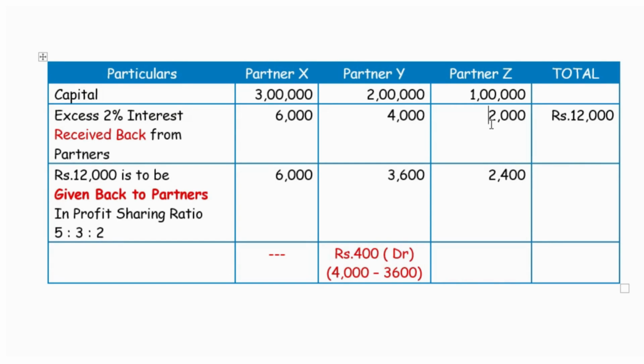In case of Z, the partner has to give back to the firm 2,000. That is, received from the partner is 2,000, and he has to be given 2,400. So the difference amount, 2,400 less 2,000, he has to receive 400, to be credited to his account. In case of partner Z, he is to be given 2,400. He is supposed to receive 2,400, but he has to give only 2,000 to the firm. So his account excess of 400 is to be credited.